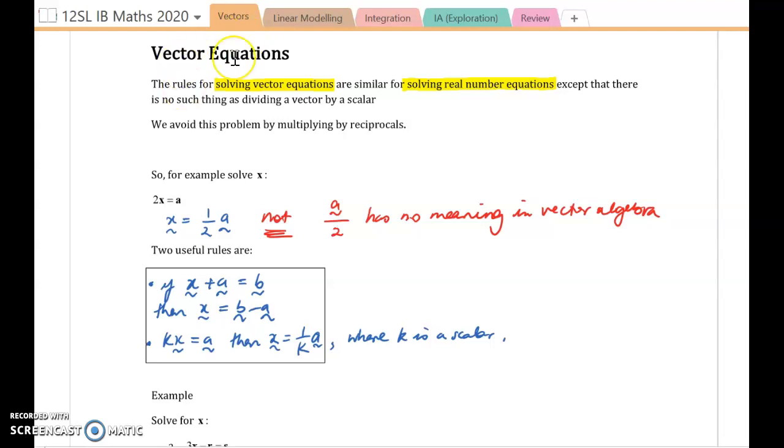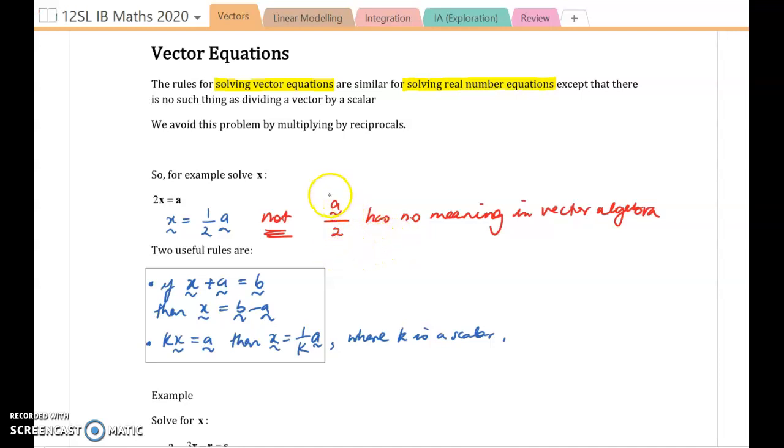So this lesson is on vector equations, and we'll also use vectors in coordinate geometry in a minute too. Vector equations are quite straightforward and simple to solve because they follow the same rules as any real number, so normal algebraic equations that you've come across. The only thing is we tend to never write the vector as a numerator or denominator of a fraction, because the vector, for example, a over 2 has no meaning in vector algebra. It does not have a meaning.